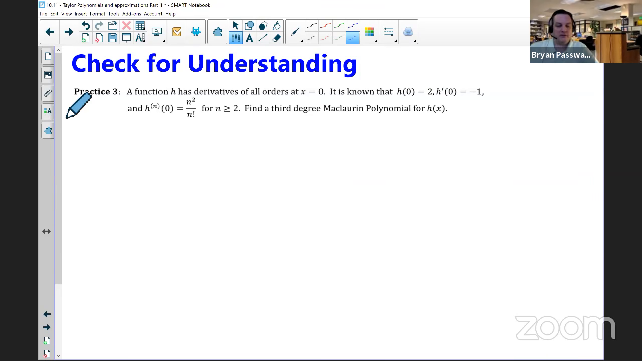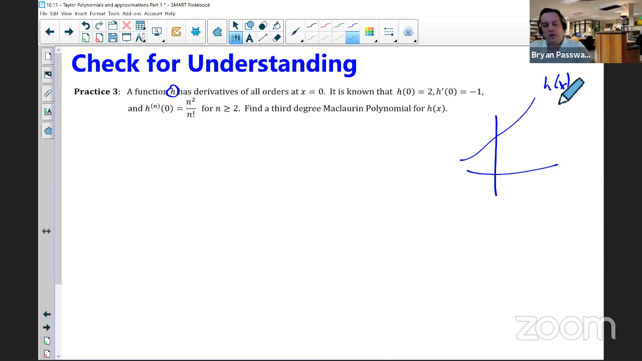And so for practice 3, it says a function h. So we don't know what h is. There's some random function h. We don't know what the equation is, but we're going to find a third degree Maclaurin polynomial for h. Remember, the important things here are, number 1, it's a third degree, right? That means we're going to go all the way up to the x cubed term. Number 2, it's Maclaurin, which means the center is 0, c is 0, and then the function is h.